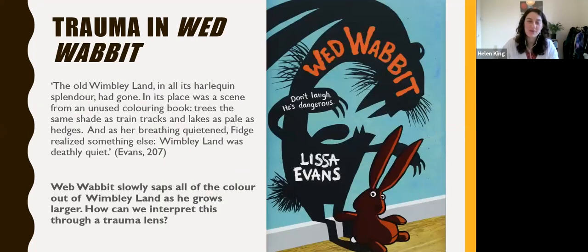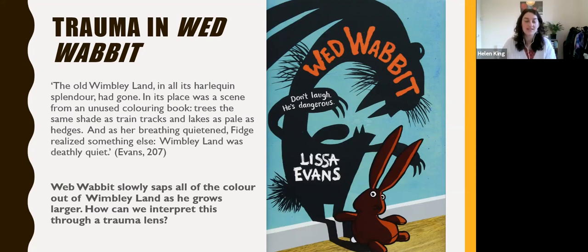And finally, this passage is from the end of the novel, and it describes old Wimbley land sapped of all its colour. It says, "This was a scene from an unused colouring book. Trees the same shade as train tracks, and lakes as pale as hedges. Fidge realised something else. Wimbley land was deathly quiet." So this happens because Wed Wabbit, who's the new dictator, who's very angry and probably scared as well, you could argue, is slowly sapping all of the colour out of Wimbley land and growing larger and larger as this happens. And again, I'd invite you to think about how we can interpret this feature of the narrative through a trauma lens.